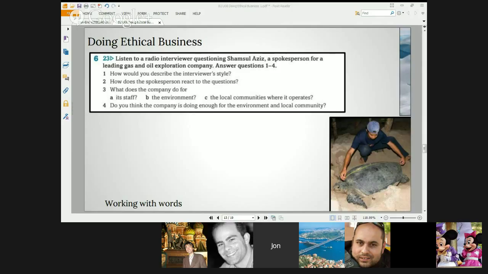How does a spokesperson, Mr. Aziz, react to the questions, class? How does he react? Friendly. Yeah, pretty friendly. No problem. Not at all. Pretty calm. Stays calm, right? I think he's writing a piece of paper. He probably is reading a prepared statement. That's true. Yes. He's a spokesperson, right? Yes. Explanatory. Political. They say correct.